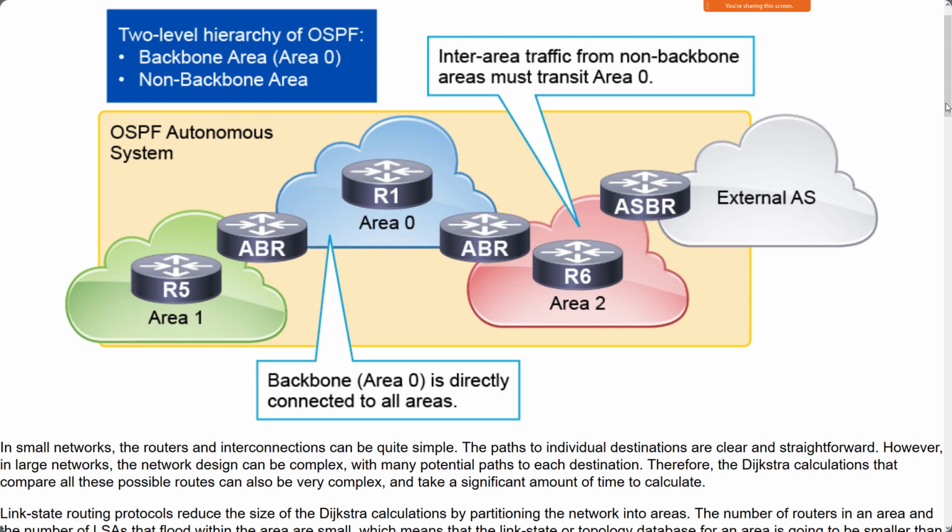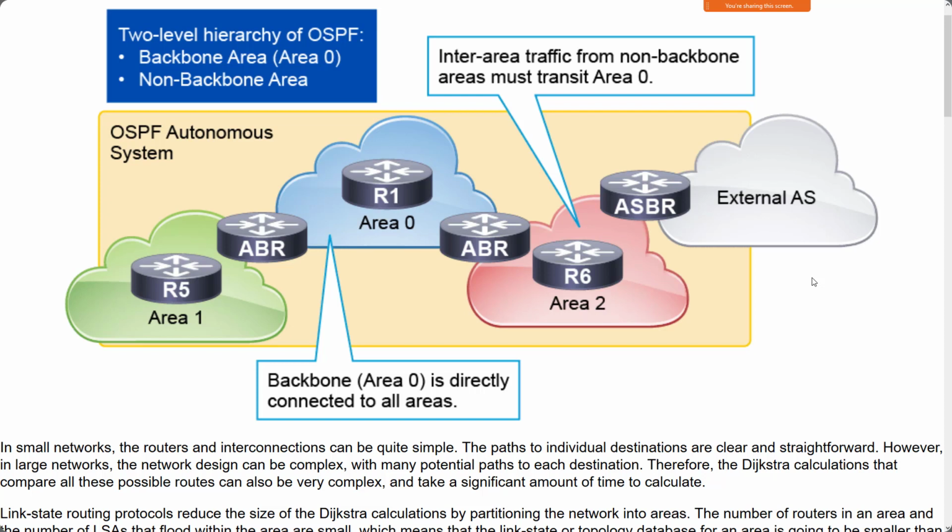All of my non-backbone areas technically are supposed to be directly connected to the backbone through an ABR or through multiple ABRs. You can have multiple ABRs for redundancy, but everything should be connected to the backbone. Now, what if Area 2 here had some other area, Area 51, connected down here, and Area 51 is what we call discontiguous, or not connected to the backbone.